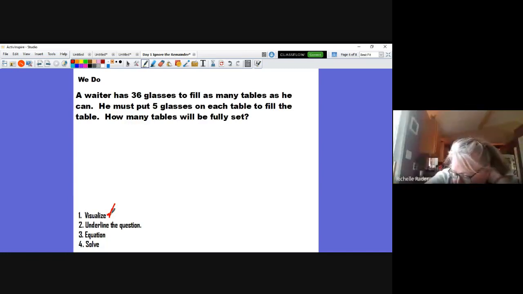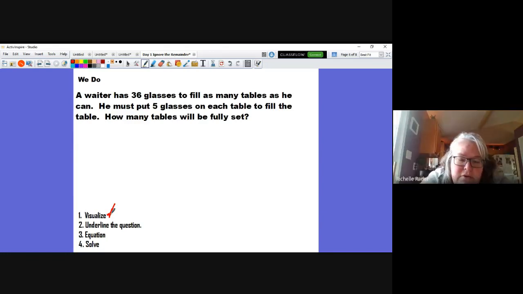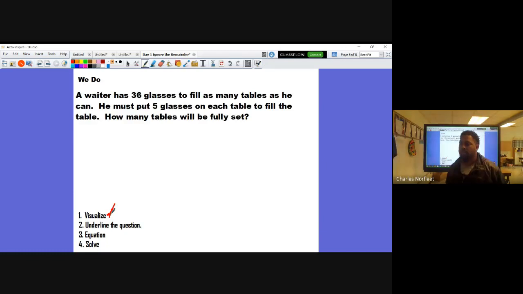Yes, ma'am. Can I just say something? Yes, you may. As a reader, you visualize. When you're reading a book, you visualize. When you're reading a chapter book, you're making a picture in your mind. So when you visualize reading, you are making a picture. You can do the same thing when you're reading a math problem. Good, Ms. Rayla. That's great.